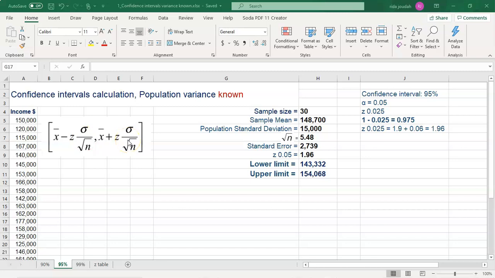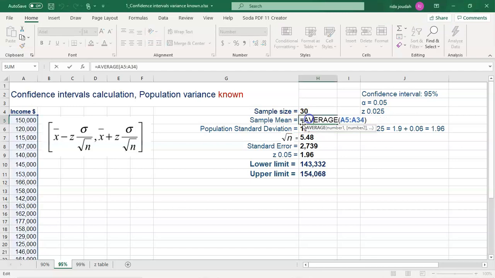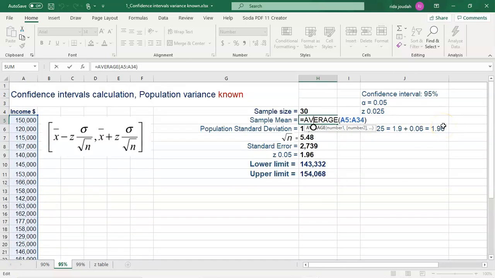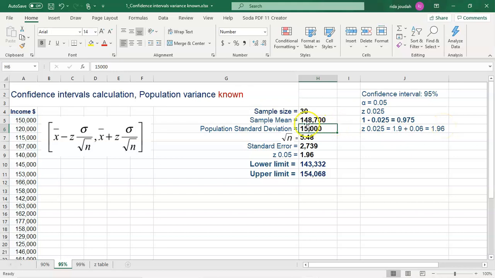So first, we need to calculate the sample mean. And that's very simple in Excel. You can use the average function. I will double click to show you the function. We are typing here average, and here we have the range of the data. We have here the 30 observations. We can scroll down to be sure that we selected all the observations. And you can click enter to get the sample mean. So the sample mean is $184,700.